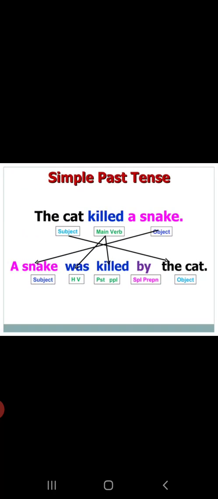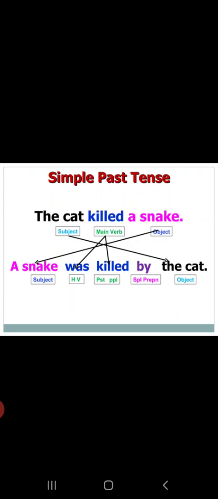Okay, now see another example, so things will be more clear to you. The cat killed a snake. In this sentence the cat is the subject and a snake is the object, and we can see that the main verb, killed, is in second form. So it is telling us that our sentence is in past tense.